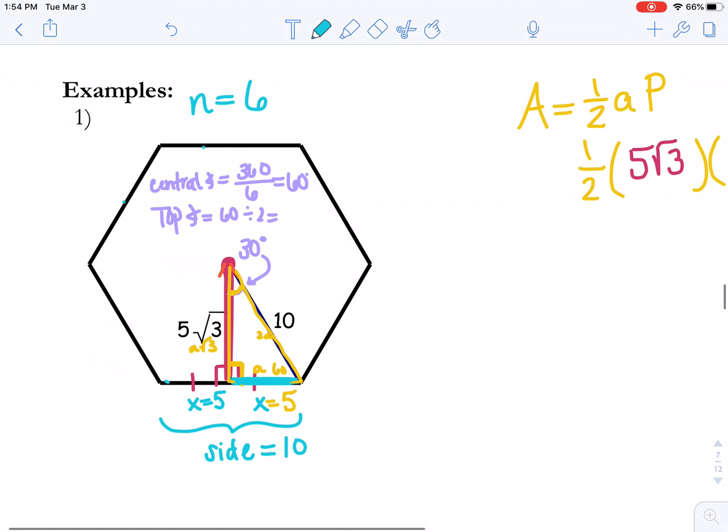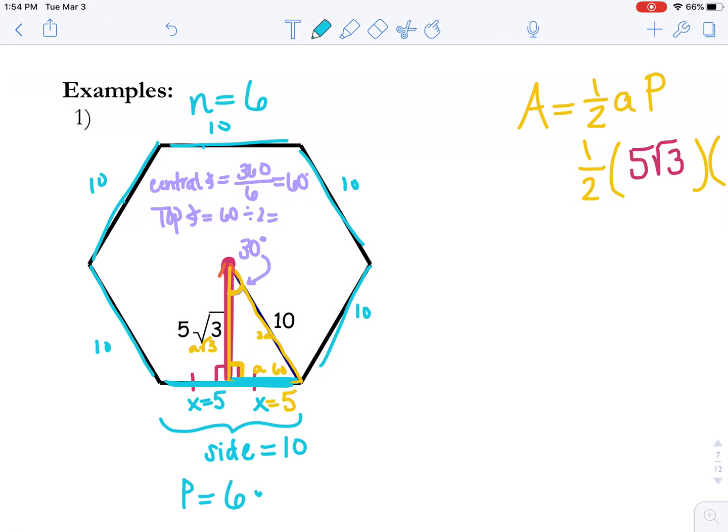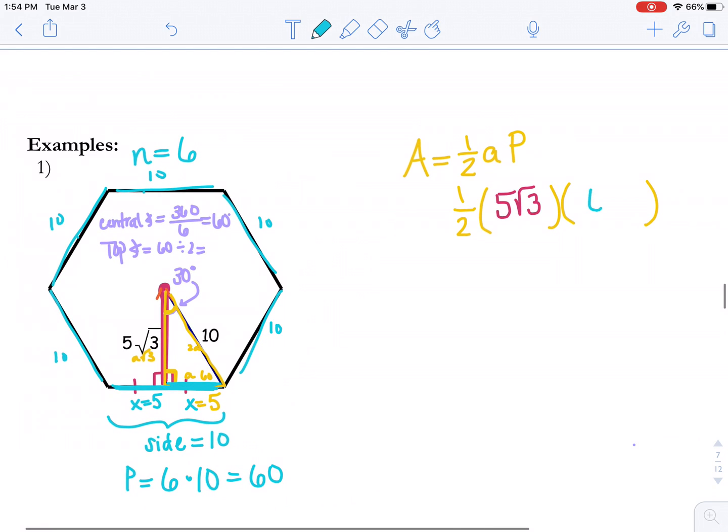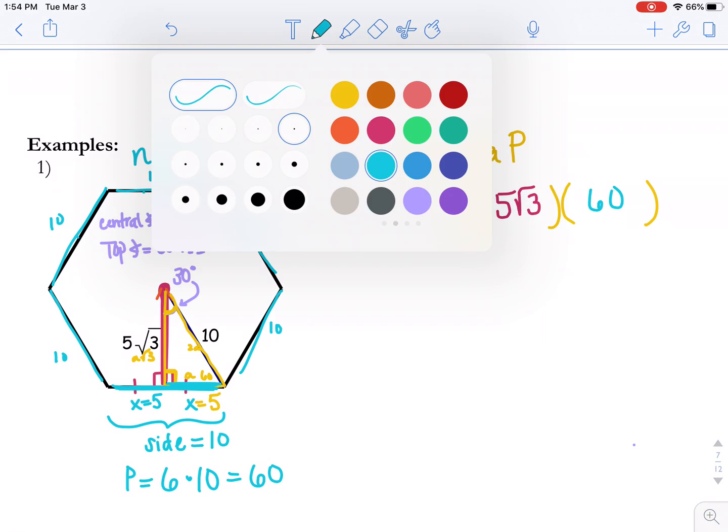And if one side of the regular hexagon is 10, then all 6 sides are 10. So 10, 10, 10, 10, and so on. The perimeter, there are 6 sides. Each of them are 10 units long, so our perimeter is 60. And that's what I'm going to plug in over here, my formula for P. So the apothem was given to us. The perimeter took a little bit of work, but we were able to figure it out.